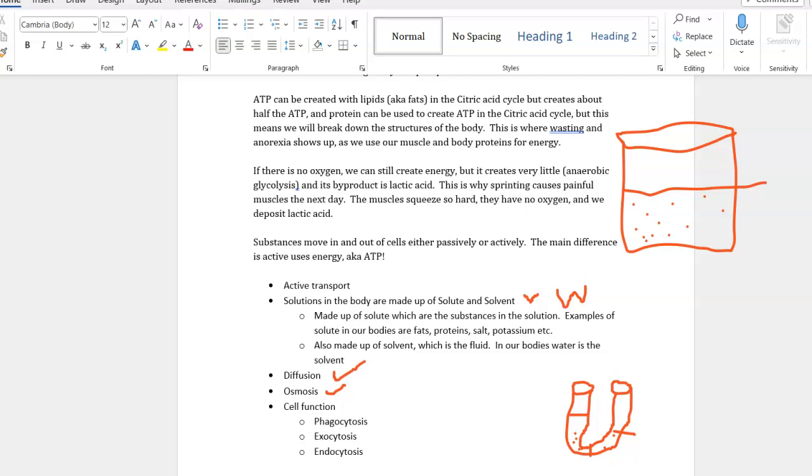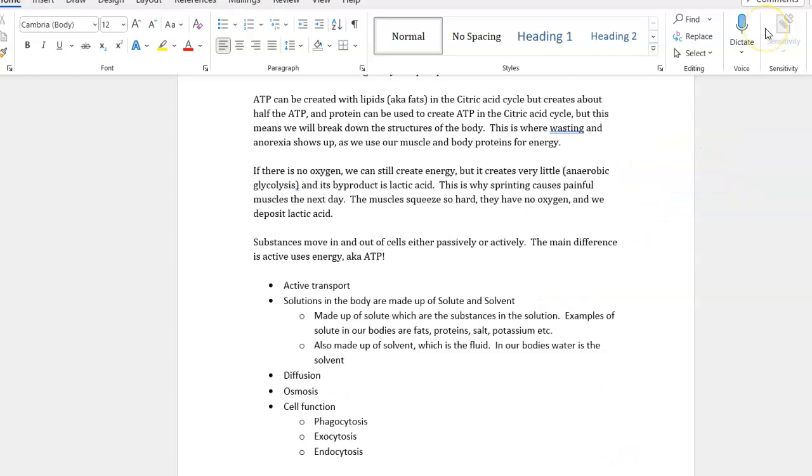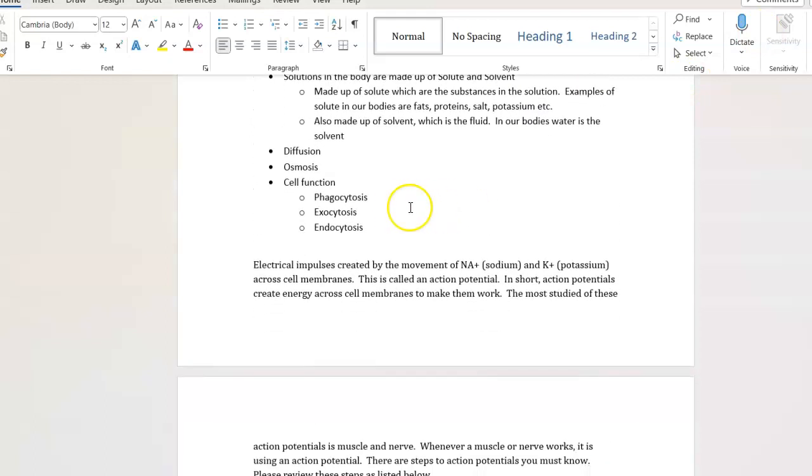Now, cell functions. Phagocytosis is when cells ingest substances, and we ingest substances for a multitude of reasons. Cells break down, they wear out. If we have tissues that we can regenerate, we've got to create new cells. Phagocytosis helps to eat up the dead cells. Phagocytosis also kicks in if we have some sort of antigen that enters our body.